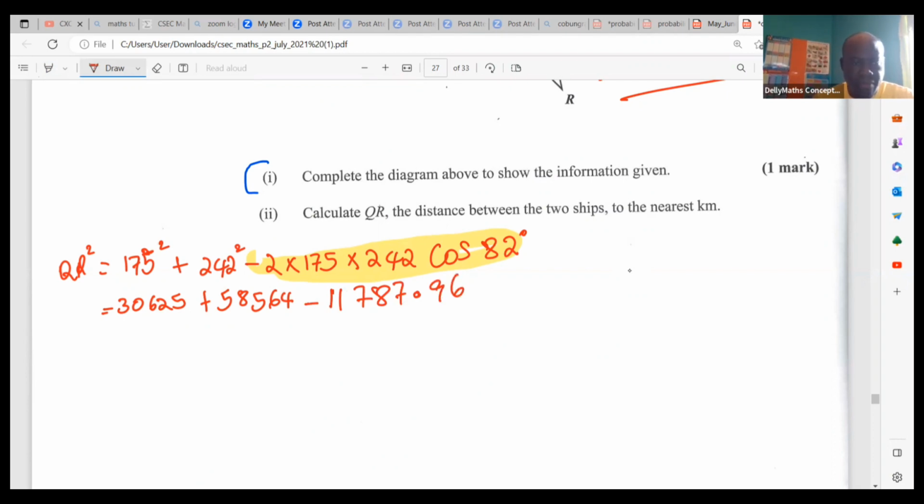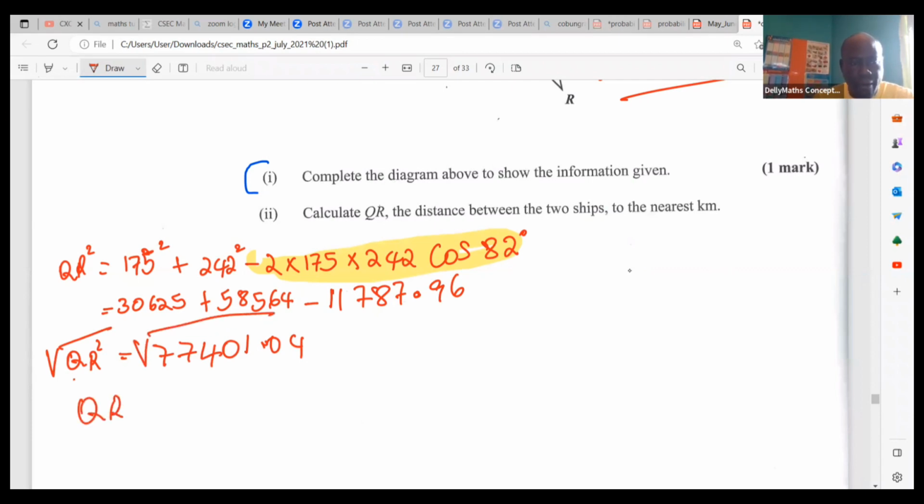11,787.96. Now let us finalize what QR squared is. It's going to be the sum of 30,625 plus 58,564. And we want to take from this 11,787.96. We're left with 77,401.04. In order to find the length QR, I need to take the square root of both sides, right?